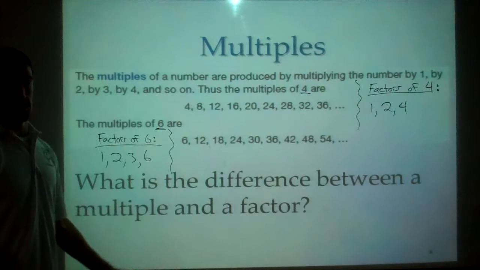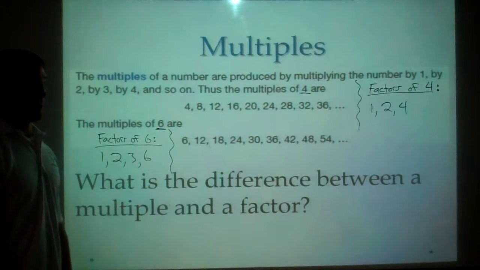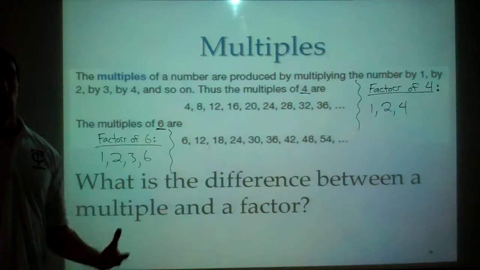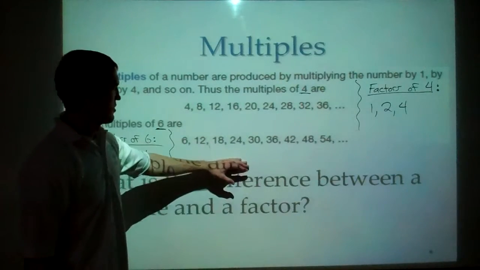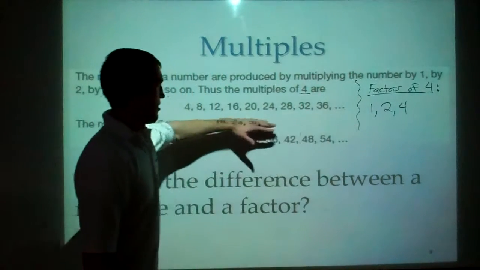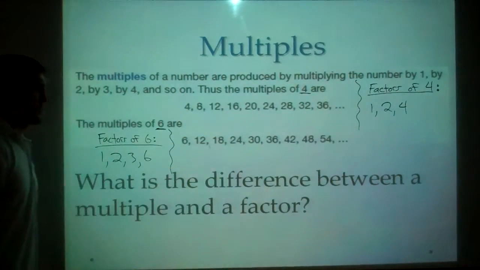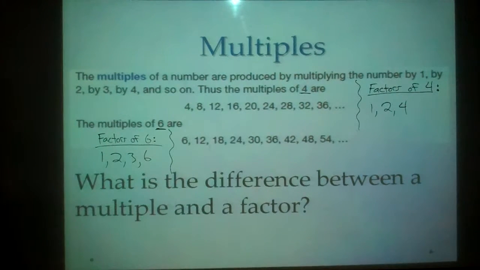Like I said, 1 and 6 are paired together. If we multiply those, we get 6. 2 times 3 will give us 6 as well. So these are the factors of 6, multiples of 6, factors of 4, multiples of 4. So that's the main difference there.